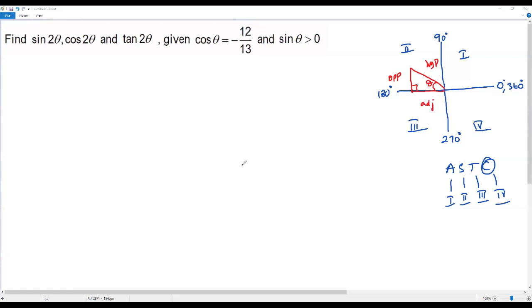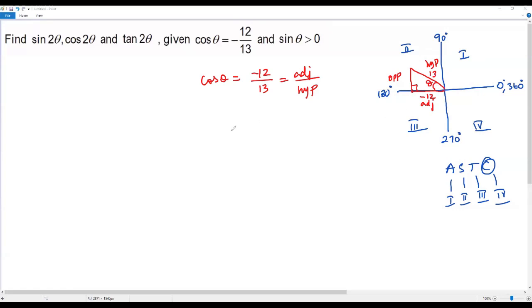And what is the name of the third side? It is adjacent. According to SOHCAHTOA, what's the formula for cosine theta? The middle three letters represent the formula for cosine theta, that is cosine theta equals adjacent over hypotenuse. So the given cosine theta can be taken with the negative sign along with the 12, giving negative 12 over 13. So the adjacent side is negative 12 and the hypotenuse is 13. Let's mark it over here.